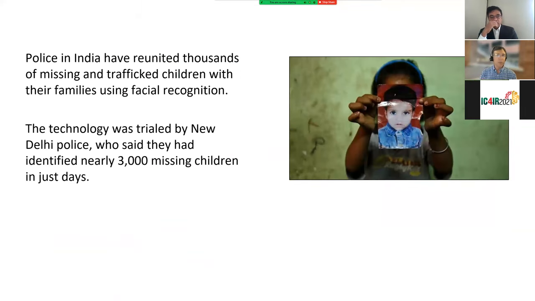And here's an example of something that I would call very large in terms of significance. People have used face recognition technologies to reunite missing and trafficked children with their families, to be able to locate and identify children who have been taken and lost. And here's an example of this being used in New Delhi a year or two ago, identifying thousands of missing children in just days. And there are other examples like this around the world.